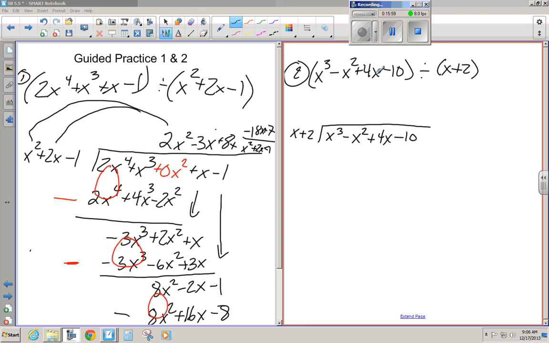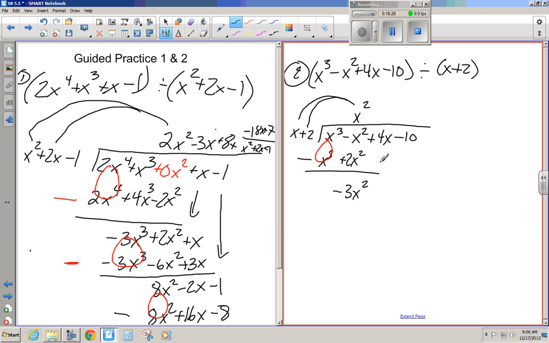All right, so you should have paused it, and this is how you set up the long division. And again, you think to yourself, what times x gives me x cubed? Well, that's an x squared. So then we multiply. And subtract. That's a 0. Then we look at ourselves and say, what times x gives me negative 3x squared?